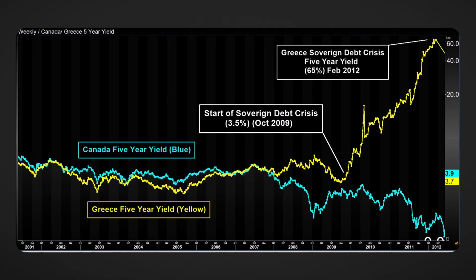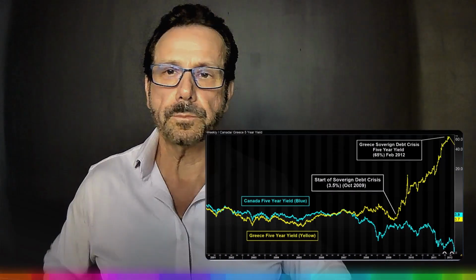Now, I use the 5-year yield simply because this is where most mortgages are. Now, in blue is Canada, and in yellow is Greece. Notice just after 2007, it started to diverge, and then we saw interest rates go from about 3 to 4%, and at its peak it was 65. Now, that other peak there in 2010 was 15%.